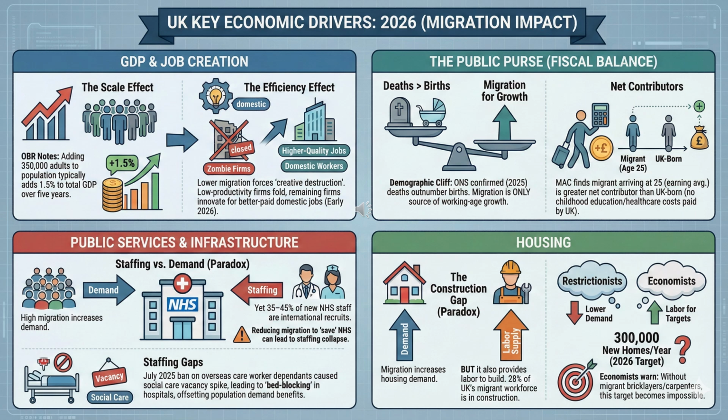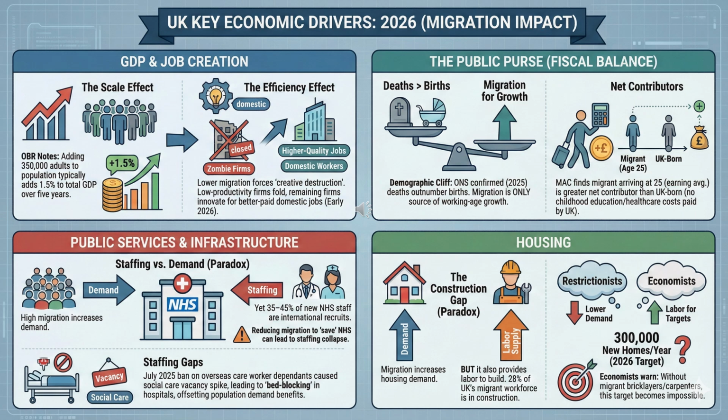Staffing gaps. Following the July 2025 ban on overseas care worker dependents, vacancies in social care have spiked, causing bed blocking in hospitals, which offsets any benefit from reduced population demand.